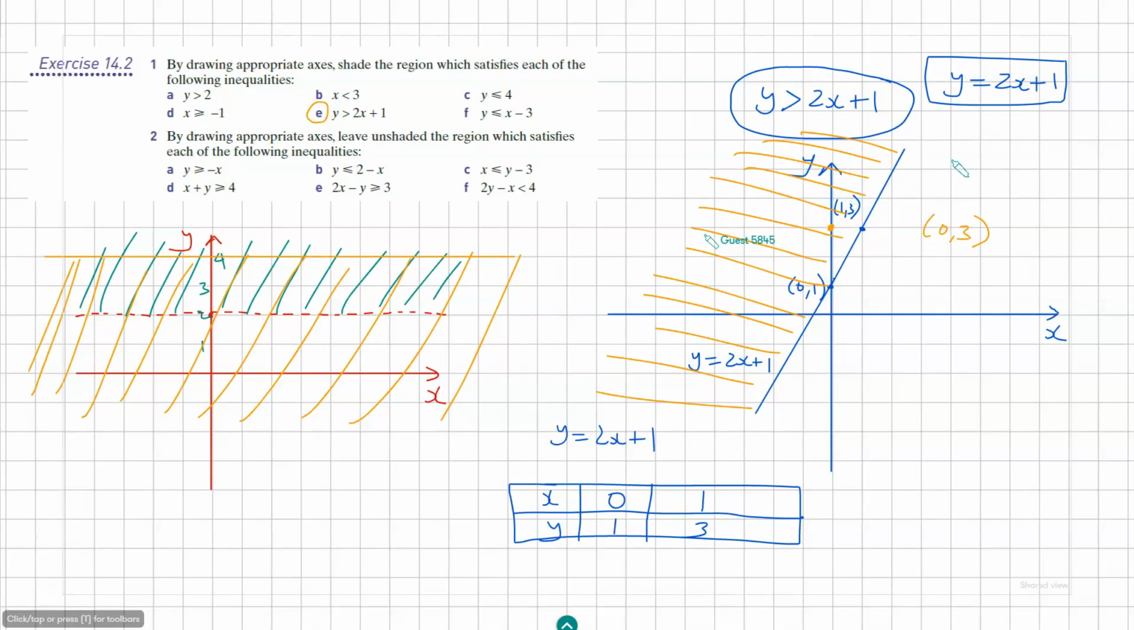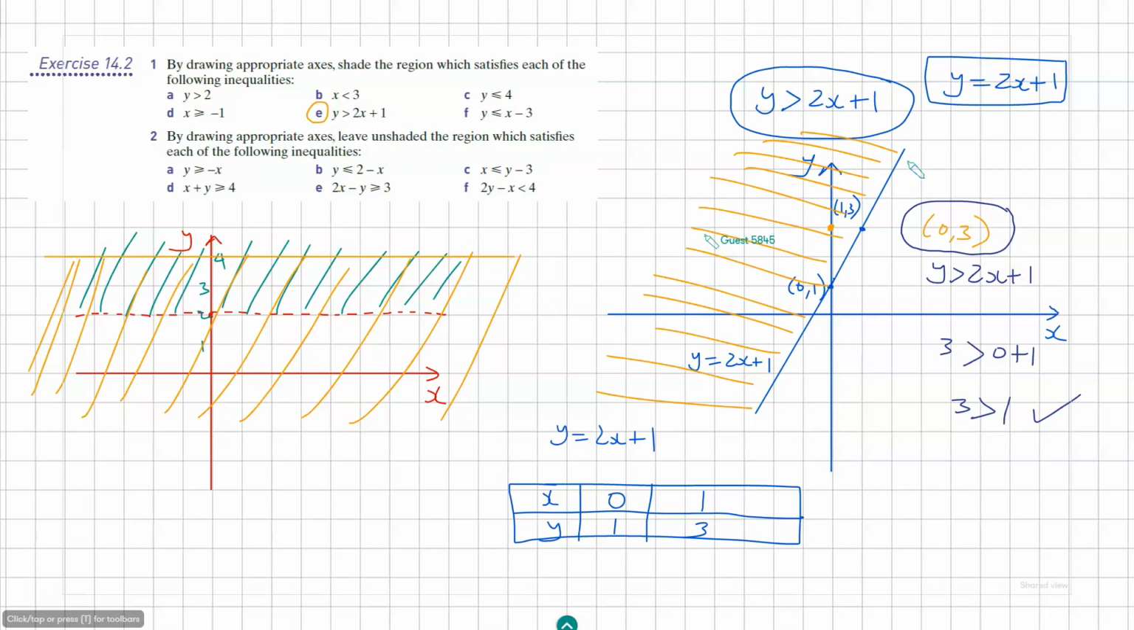We substitute the values 0 and 3. So your inequality is y greater than 2x plus 1. If you put 0 and 3, you get 3 greater than 2 times 0 plus 1, so 3 greater than 1. Is that true? Yes, it is true. That means 0, 3 should be part of the region representing the solution, right?